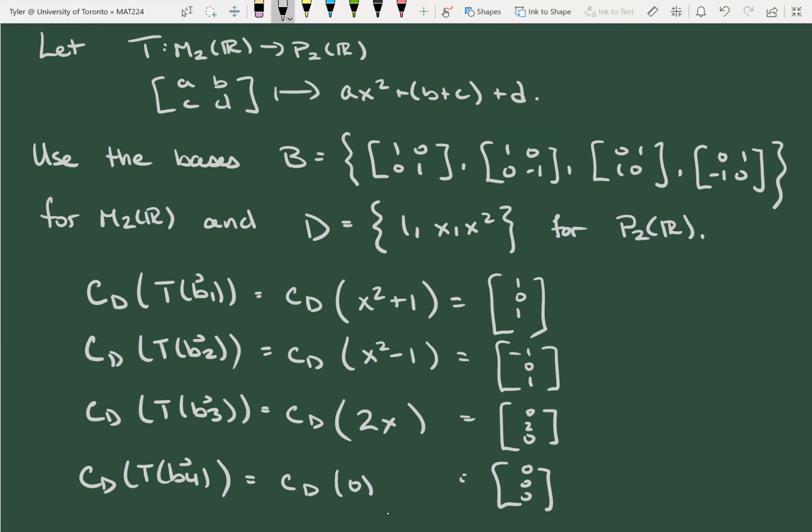Does everyone understand what I did at each of those steps, right? So I computed what the T of each of these basis vectors was, each of the basis vectors in B, and then I applied my coordinate transformation to those in order to figure out what they were. And because I chose an easy basis for the polynomials, I could just read it off, right? It was just literally the coefficients of whatever the polynomials were. And that's why I chose a nice basis for that. Otherwise, there'd be a lot more work involved.